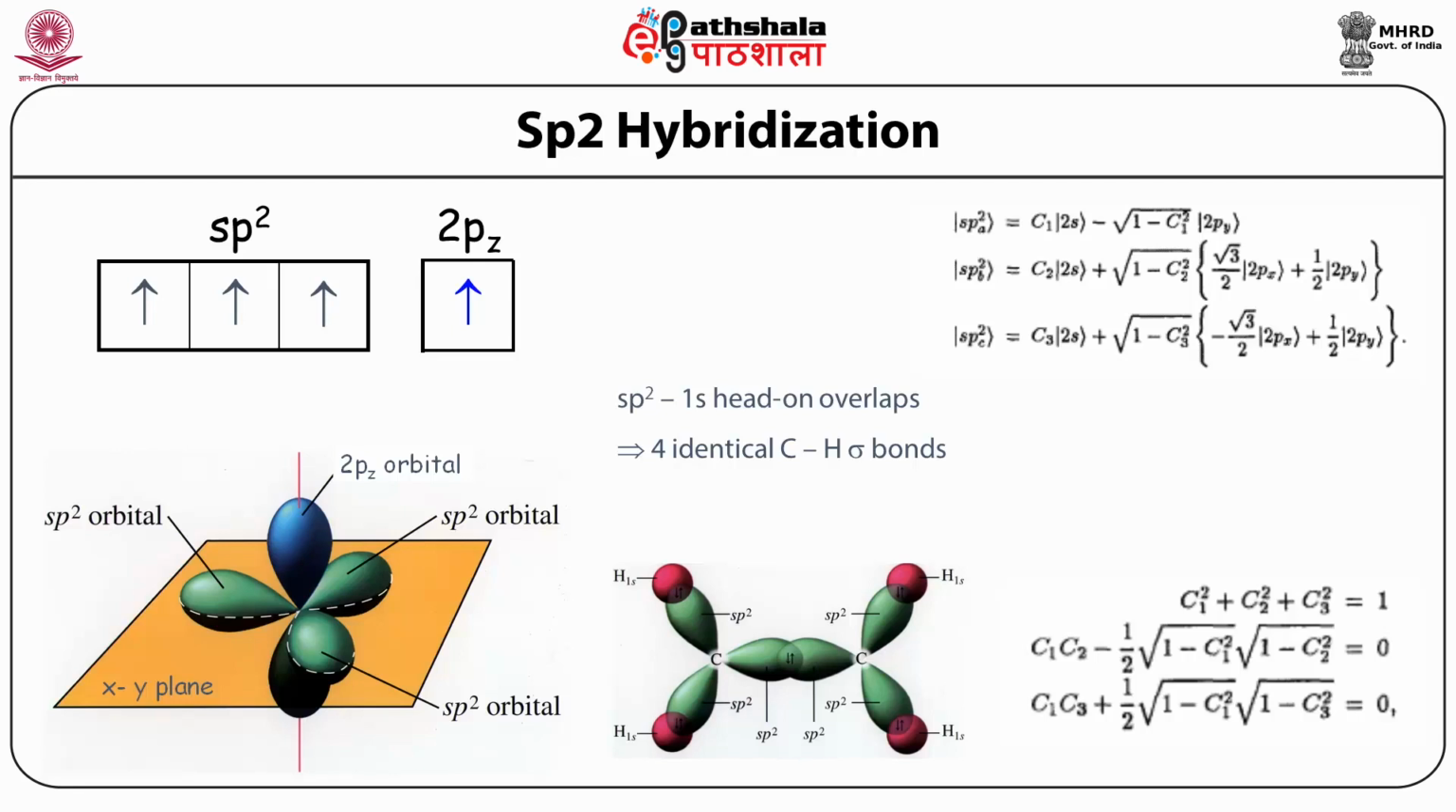Now all these equations result in the solution of C1 equal to C2 equal to 1 by root 3 and C3 is equal to minus 1 by root 3. The Sp2 orbitals thus obtained have large amplitude in the direction of the 3 nearest neighbor atoms, and these 3 directed orbitals are denoted by trigonal bonding.